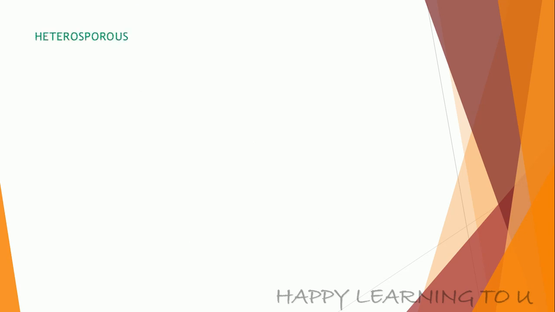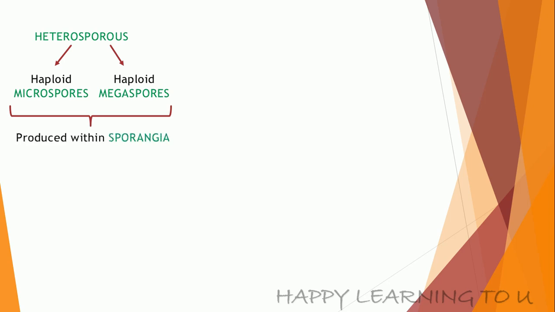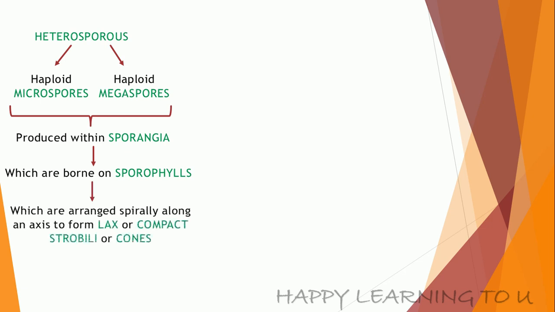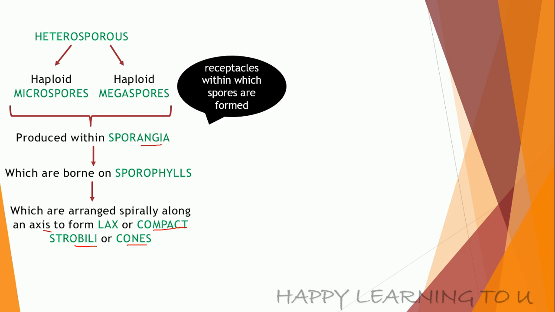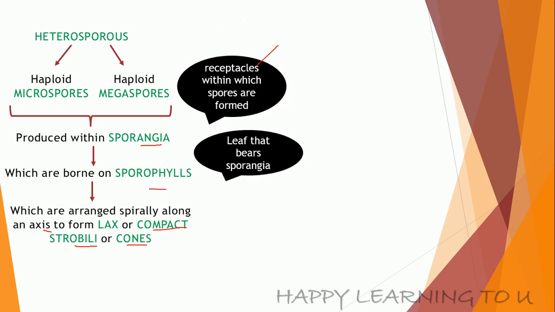Now, gymnosperms are heterosporous, wherein they bear haploid microspores and megaspores. These microspores and megaspores are produced within the sporangia, which in turn are borne on the sporophylls. These sporophylls are then arranged spirally along an axis to form lax or compact strobili or cones. Now, what are sporangia? These are basically the receptacles within which the megaspores and microspores are formed, and sporophylls are the leaves that bear sporangia.